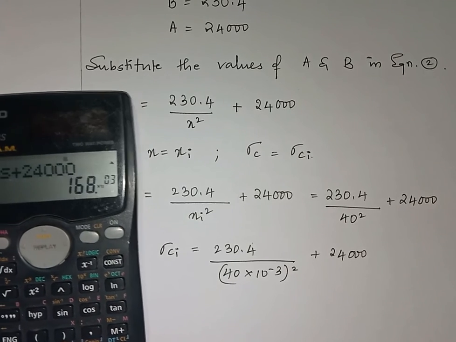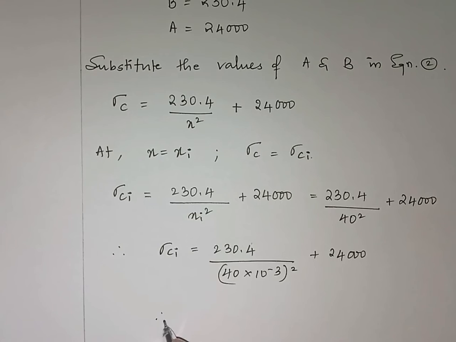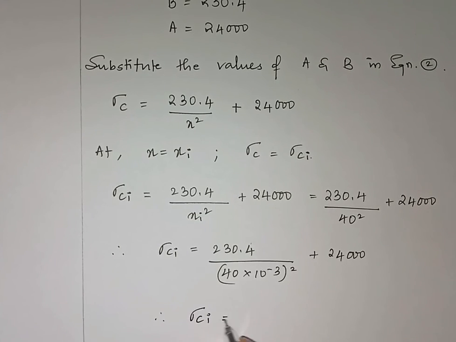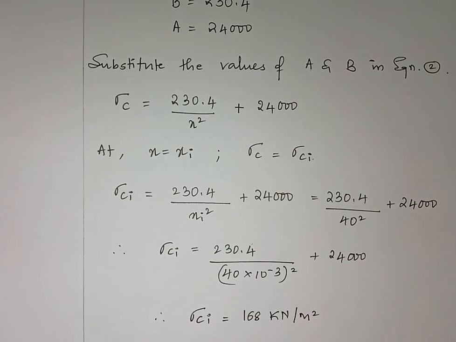So it is 168 into 10 raised to 3. So therefore sigma Ci is 168 into 10 raised to 3. I'll write it as kilonewton per meter square, right?